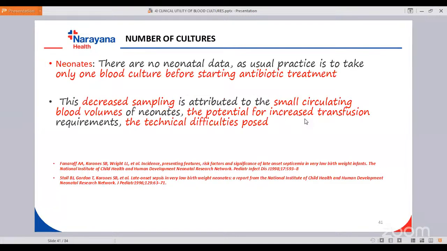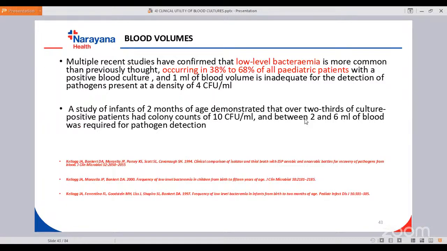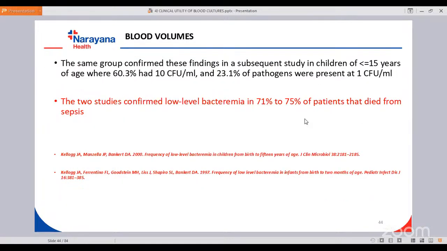For neonates, we still continue taking only 1 single blood culture bottle, although there are centers that do 2 blood cultures. In neonates, the decreased sampling is because there's so less blood volume and there's a potential for increased transfusion requirements if you take too much of blood, and the technical difficulties. We continue getting 1 bottle or maximum 2 bottles in neonates, but 1 bottle most of the times with 0.5 to 1 ml of blood added. But in elder children, I would like to state that the blood volume has to be sufficient. You can't presume that in bigger children, 0.5 to 1 ml will suffice, okay? Because that will result in false negative blood cultures. There are multiple articles that are talking.